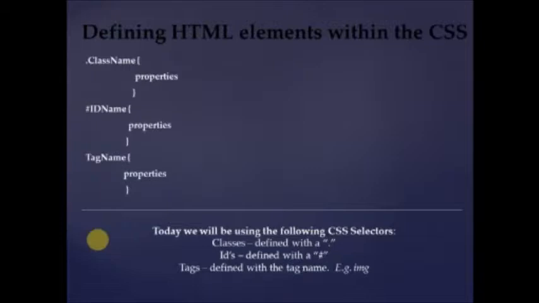So our class name is defined with the period prefix, and then it follows the class name that the HTML element is named after. And then our ID name is defined with a # prefix, and then followed by the ID name of the HTML element. Our tag name usually is defined with the tag name. So say if you have an image tag, it will be defined with the img, as you see down there at the bottom line. Tags defined with the tag name, example img. You'll see that a little bit later on once we start coding.